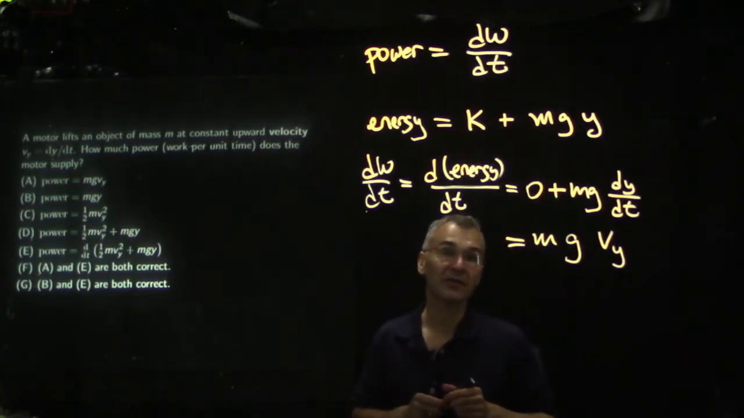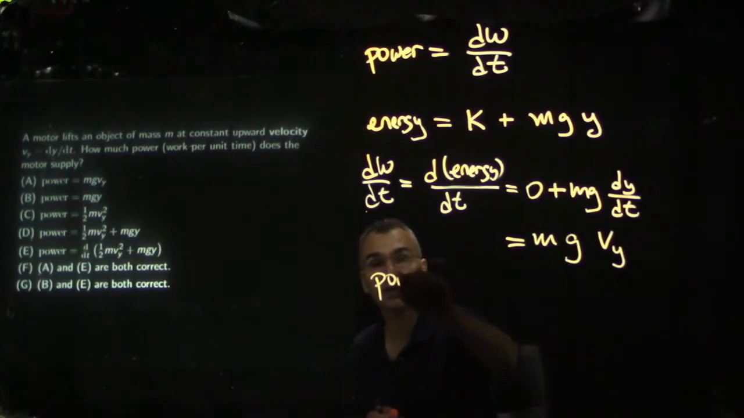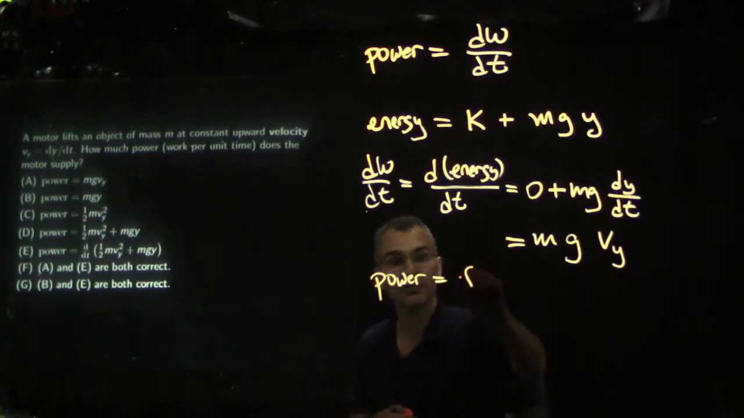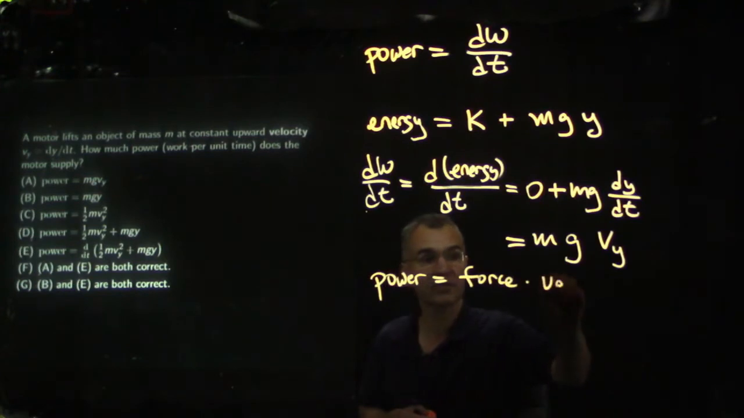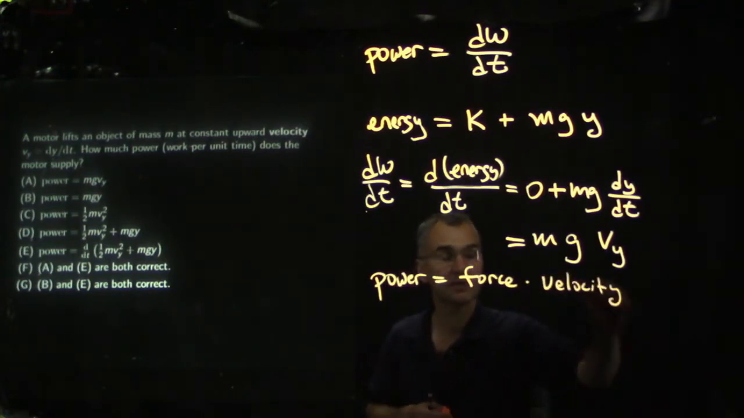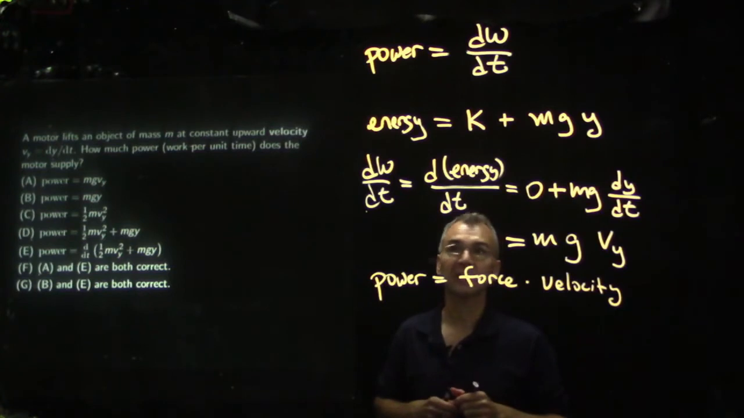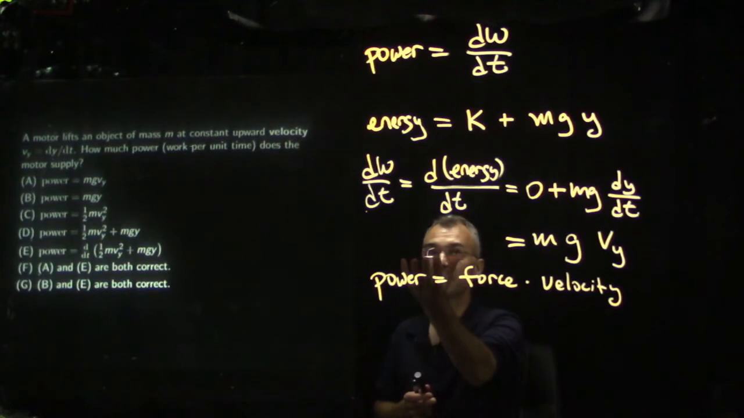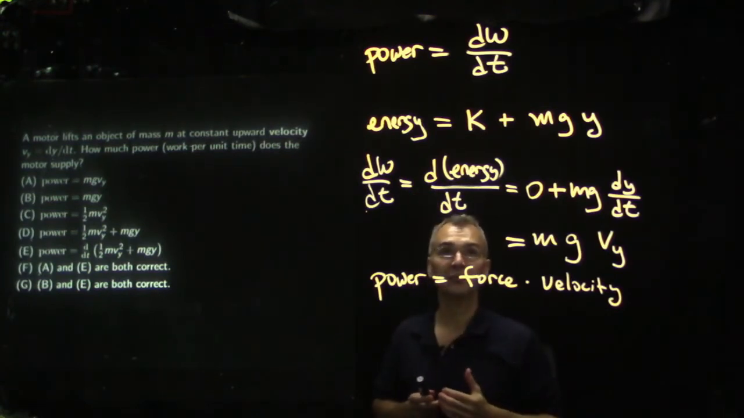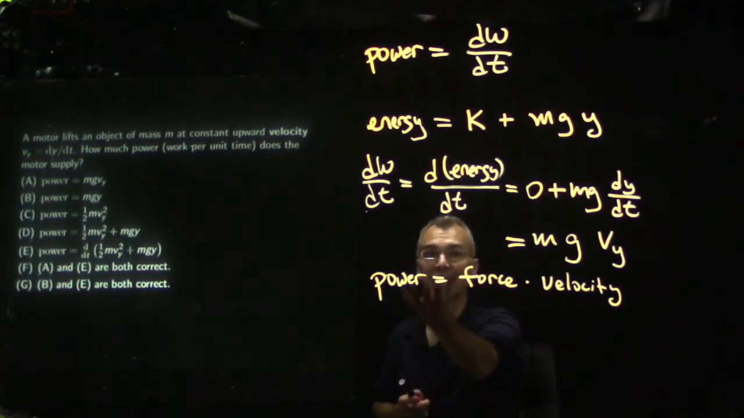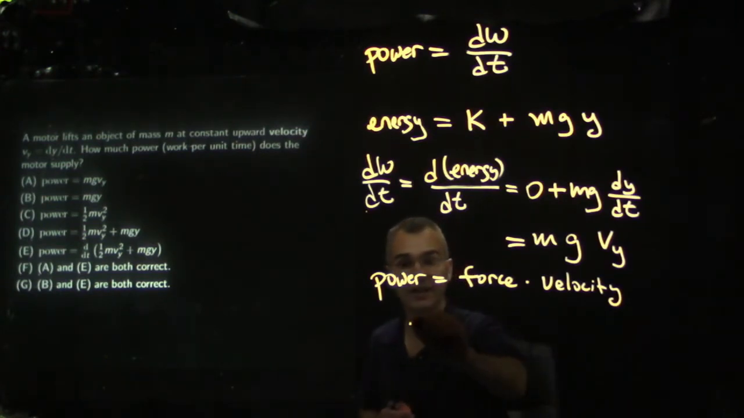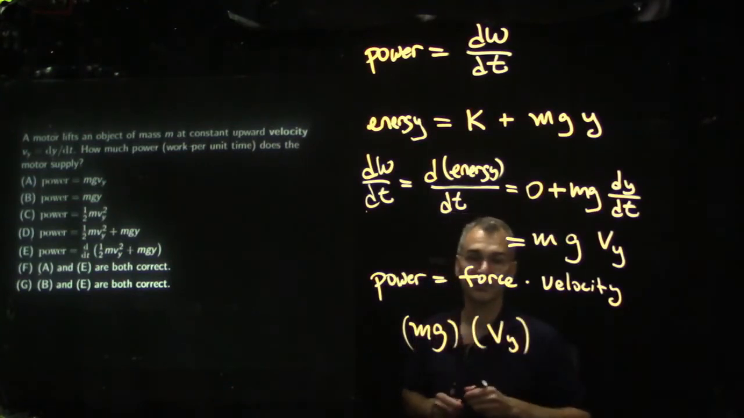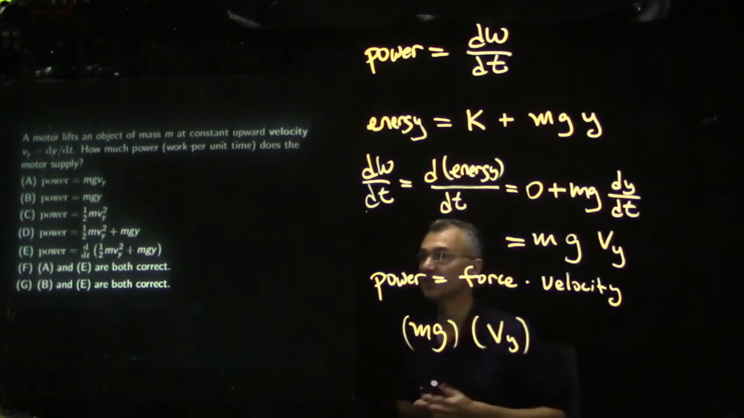There is actually another way to look at this. It turns out power equals force times velocity. So you can say, aha, I am exerting an external force mg to lift the object, and it is being displaced at a velocity v sub y. So once again you get mg is the force, and v sub y is the y component of velocity.